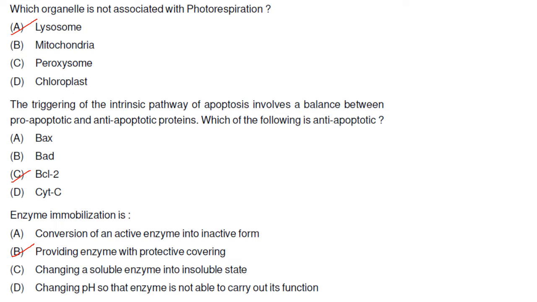Then enzyme immobilization is imprisonment of enzyme to a support or matrix. So what does it do? It provides enzyme with a protective covering. So answer is option B.